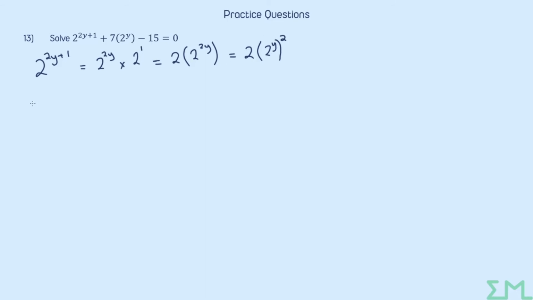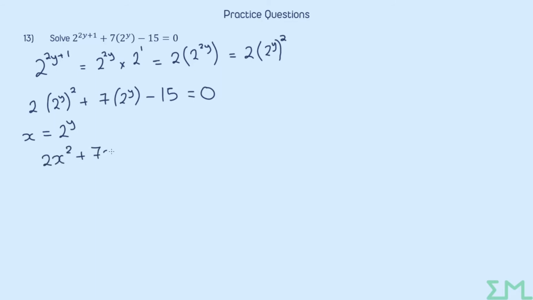And the reason we want to do that is if we now put this all back in, 2 times 2 to the y squared plus 7 lots of 2 to the y minus 15. Now that feeling that it looked a bit like a quadratic is even stronger. Okay, got a squared term, linear term, number term. So now we make a substitution to make things look a lot nicer. We say, well, what if we let x equal 2 to the y? This first term would become 2x squared. Then we would have 7x minus 15 equals 0.